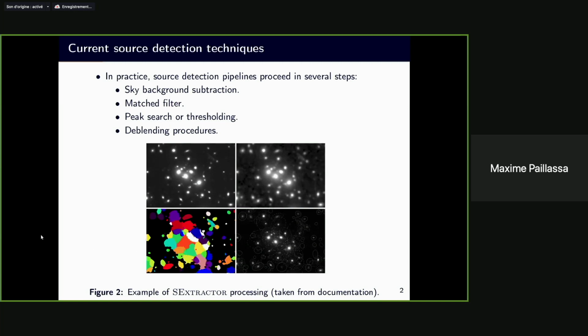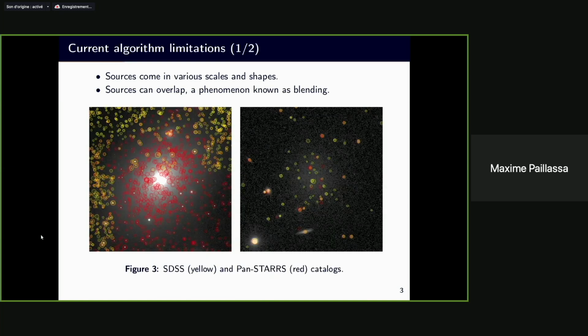So the matched filter, which is the core of the source detection, has several limitations. One of them is that we can work only with one pattern at a time, while sources come in various scales and shapes. So it will cause problems, for example, detecting this very large source, or detecting the low surface brightness galaxy, which would need a specific filter to be accurately detected.